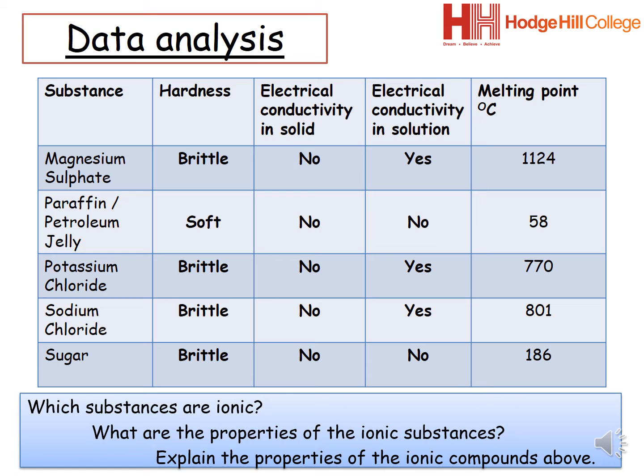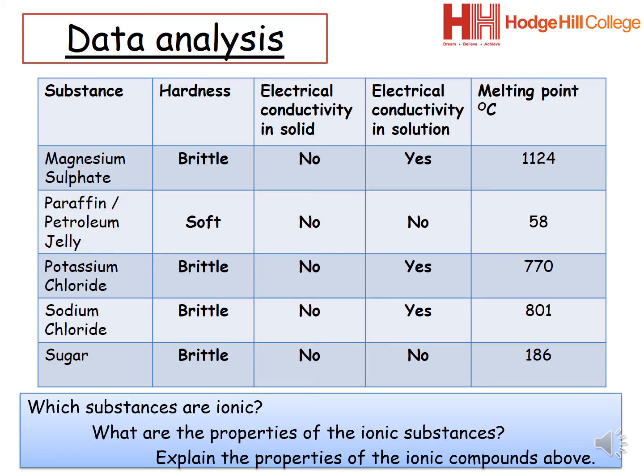This is a table with a list of substances. We'll be analyzing the results from a previously conducted experiment investigating their physical properties. Now, in order to analyze the physical properties of ionic substances, there are some key questions that we need to consider. Firstly, which substances are ionic? Pause the video and try to identify which of the following substances are ionic. If you mentioned magnesium sulfate, potassium chloride, and sodium chloride, then you are correct. These substances are made up of both metals and non-metals.